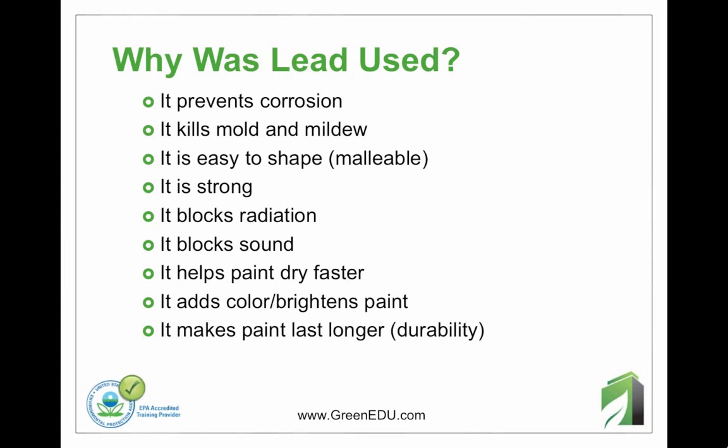The reason why lead was used in paint in the first place, it helps paint dry faster. It makes the paint brighter, and ultimately it's a binding material, so it makes the paint more durable.